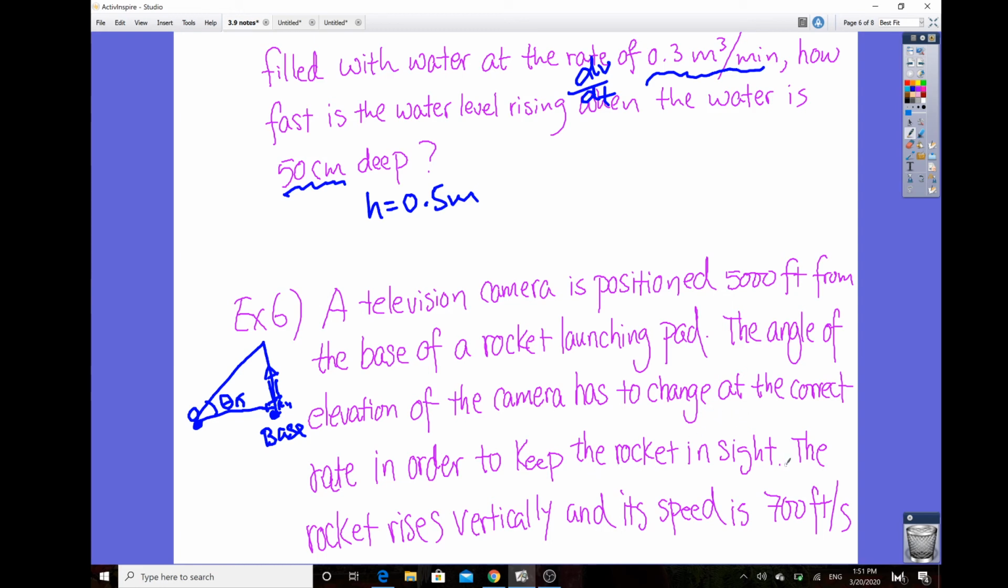So let's find out what that is. The rocket rises vertically and its speed is 700 feet per second. So this one, you can say that's dH over dt, 700 feet per second. Okay, so now let's see what else we have for the rest of this.